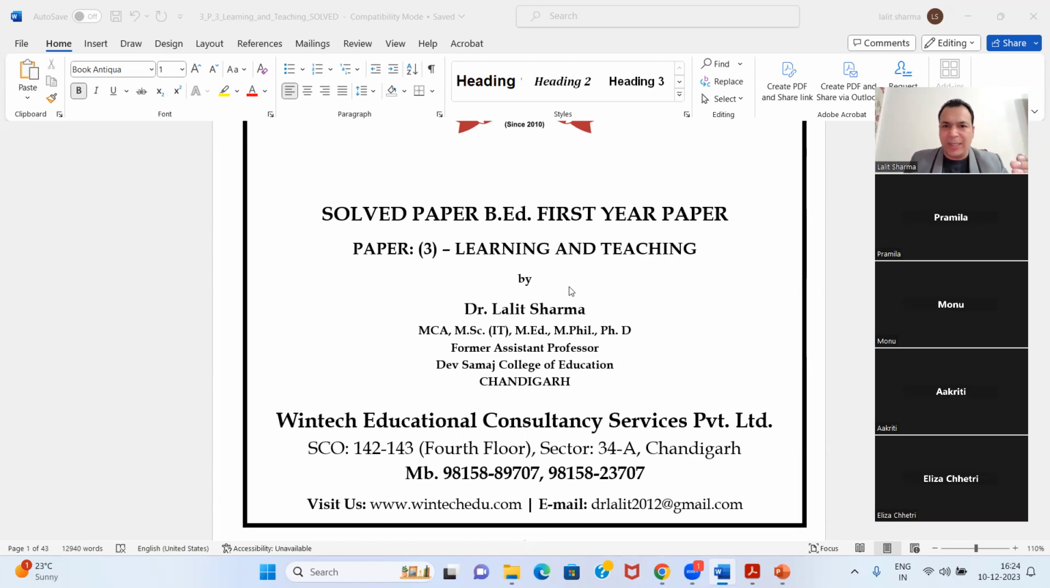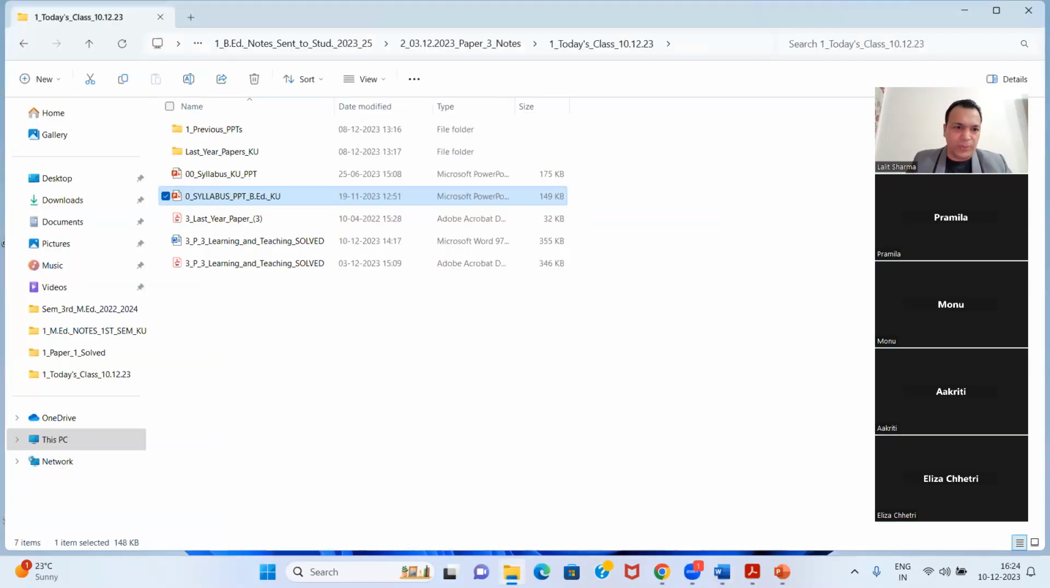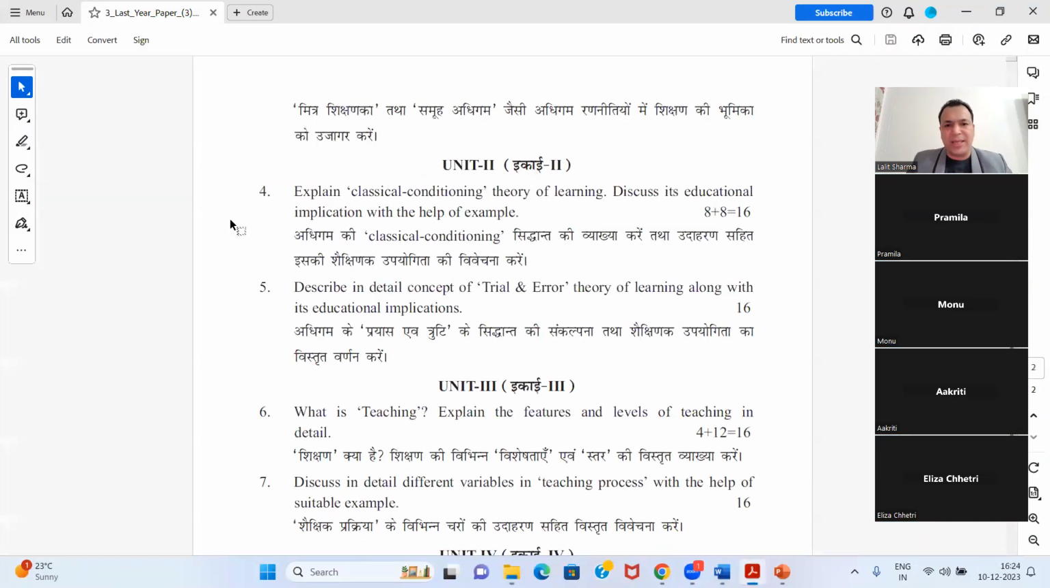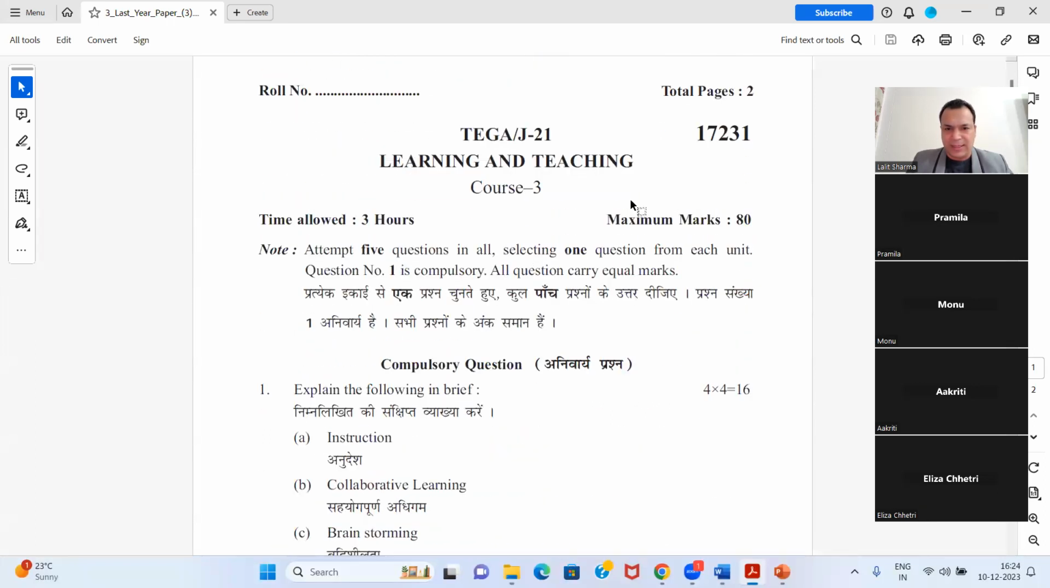So what I do is open the last year paper so that side by side you can see it. It would be easy for you. See, this is last year's paper. First of all, learning and teaching. This is an 80 marks paper.